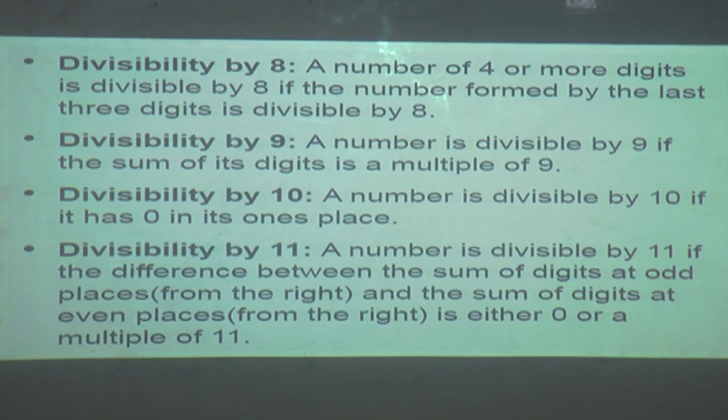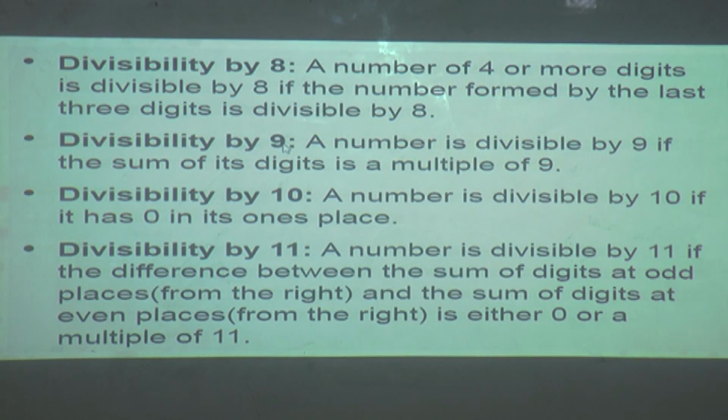Now we will see divisibility by 8. A number of 4 or more digits is divisible by 8 if the number formed by the last 3 digits is divisible by 8. To find the divisibility by 8, we have to see whether the number formed by the last 3 digits is divisible by 8.